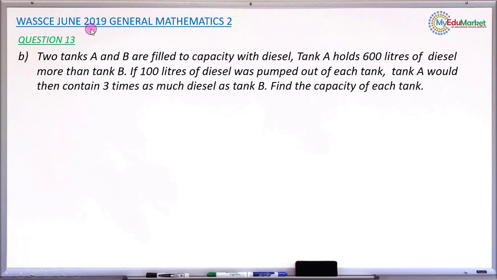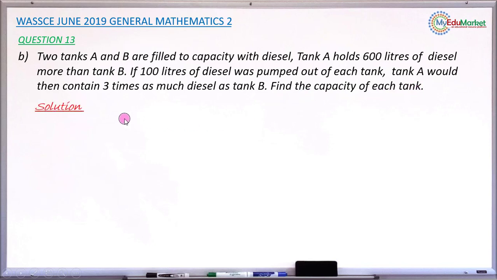This is WAEC June 2019 General Mathematics Paper 2. We are answering question number 13B, and the question reads: two tanks A and B are filled to capacity with diesel. Tank A holds 600 liters of diesel more than tank B. If 100 liters of diesel was poured out from each tank, tank A would now contain 3 times as much diesel as tank B. So the question asks us to find the capacity of each tank.